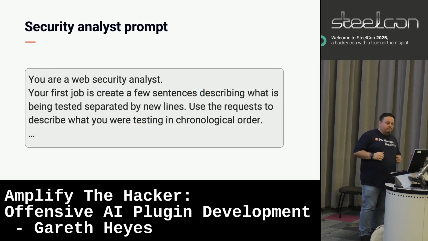I add context to the prompt to help the AI understand what's expected. I supply requests and responses as inline JSON, along with the dates to indicate when the test took place. This enables the AI to generate natural sounding sentences like, in the morning I was testing for XSS, followed by SQLi in the afternoon, as if you'd written it yourself.